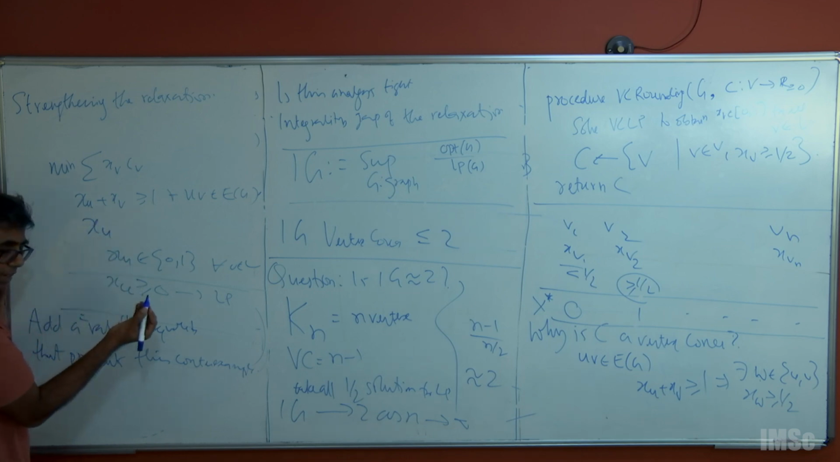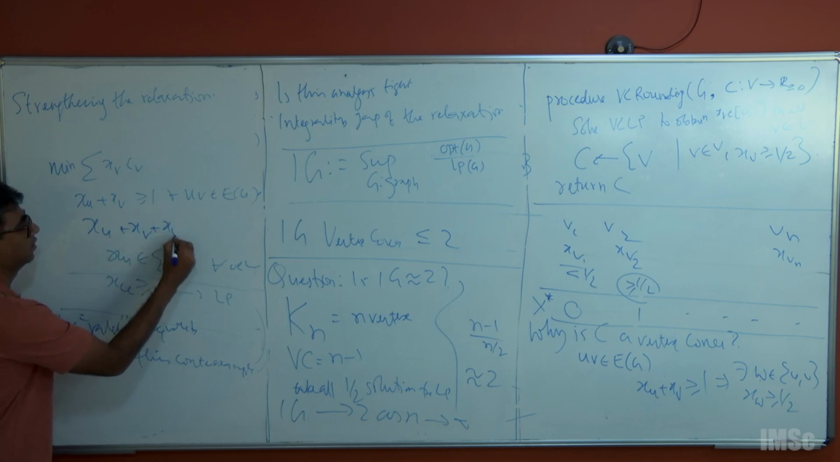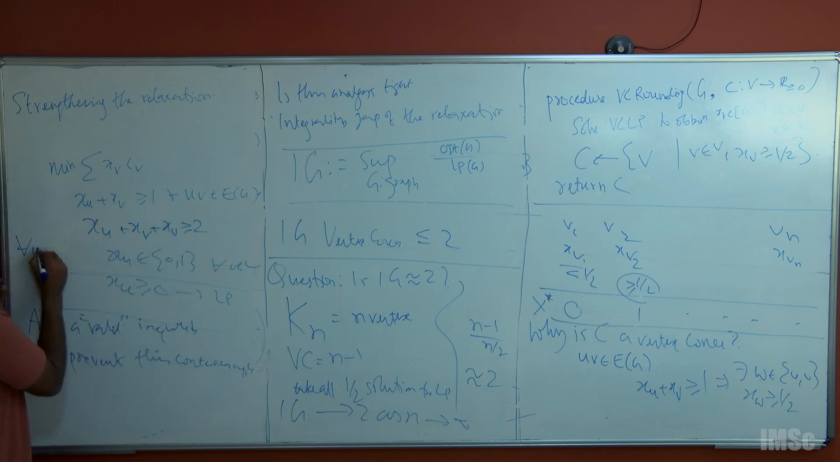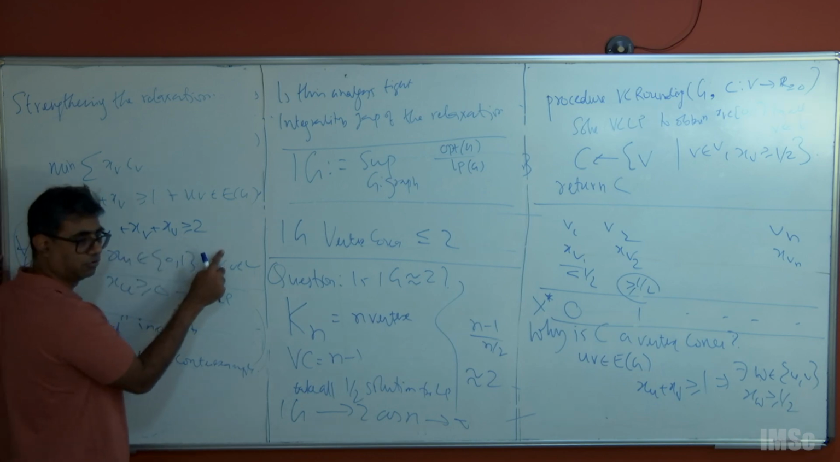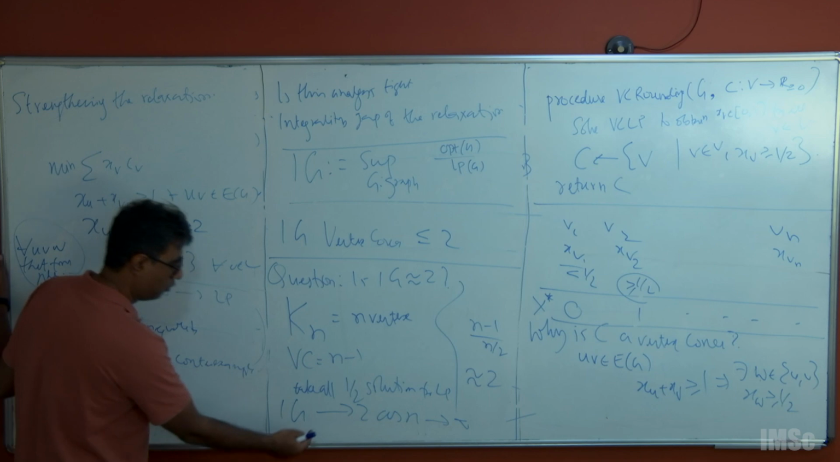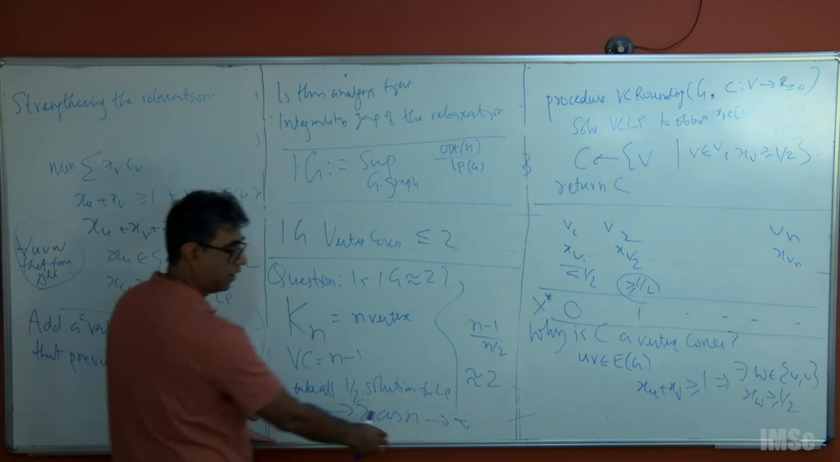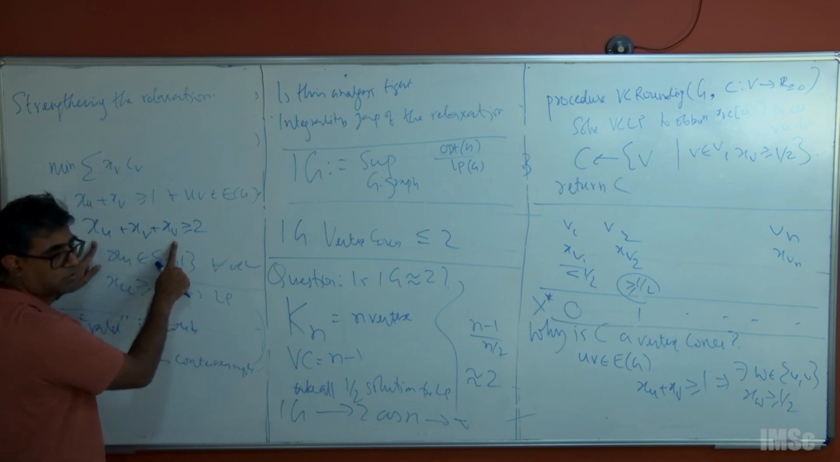So wait, I'm adding an extra constraint: the sum of x_u, x_v, x_w is greater than or equal to 2 for all u, v, w that form a triangle. Okay, so suppose I added this constraint. Every vertex cover satisfies this, right? Every ILP solution satisfies this. But every LP solution previously may not satisfy this. You understand? I cannot put the all-half solution here because all half is not greater than or equal to 2. So I have avoided all-half solutions. Why did the LP do well? Because all half could have been the solution here. But now if I put all half, this is not a solution.